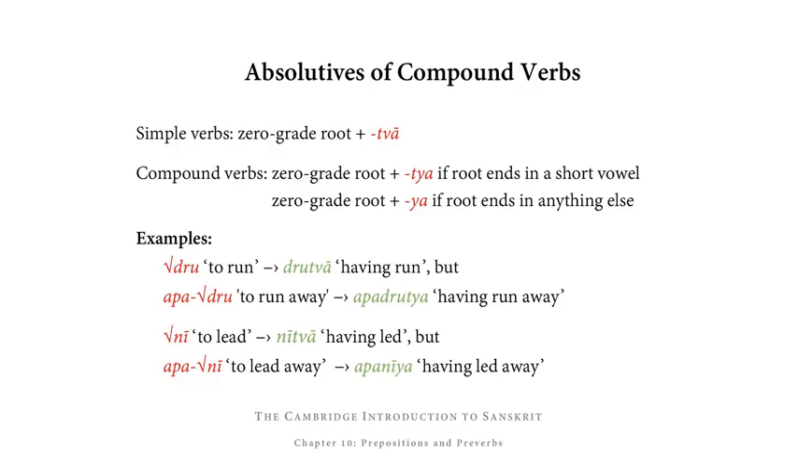So, for example, of dru, to run, we have an absolutive dru tvā, having run, but of apa dru, to run away, we have an absolutive apa dru tya. So we've got the preverb apa, the root in zero grade, dru, and then the suffix tya. Similarly with nī, to lead, we have the absolutive nī tvā, having led, but of the compound verb apa nī, we have an absolutive apa nīya, because here we have a compound verb whose root ends in a long vowel, ī, and therefore we don't add tya, but instead we add ya.